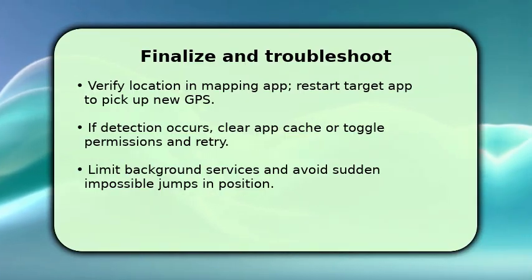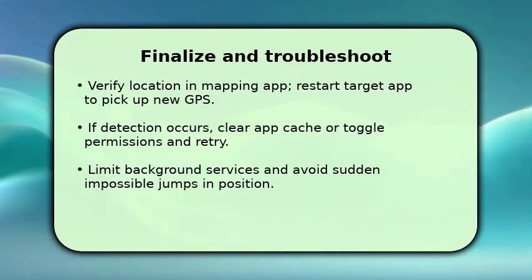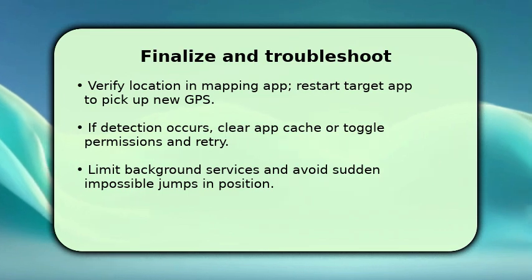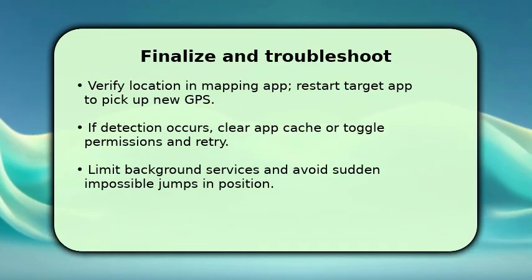If detection or errors occur, clear the target app cache, toggle location permissions, and relaunch. Make sure the spoofing app has background permission. Also avoid unrealistic instant jumps and disable other location services like Wi-Fi location to reduce conflicts. These steps prevent detection and ensure.